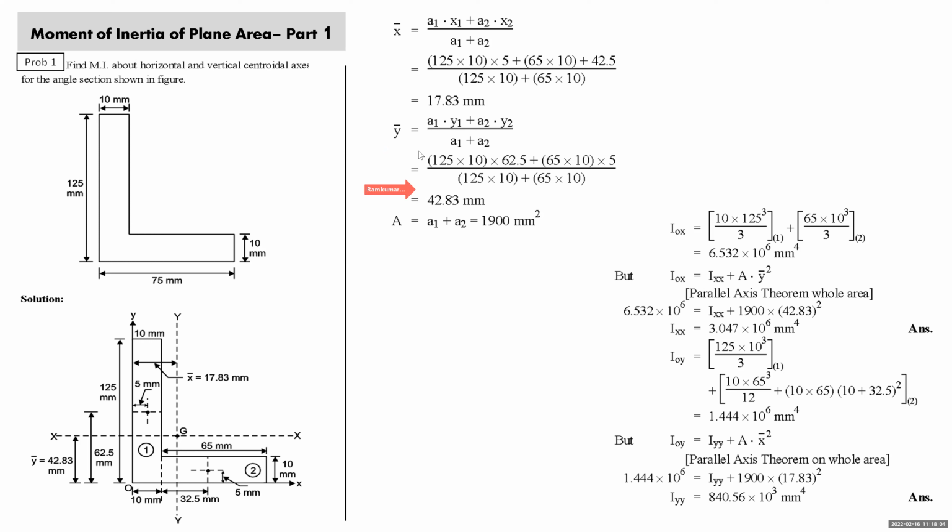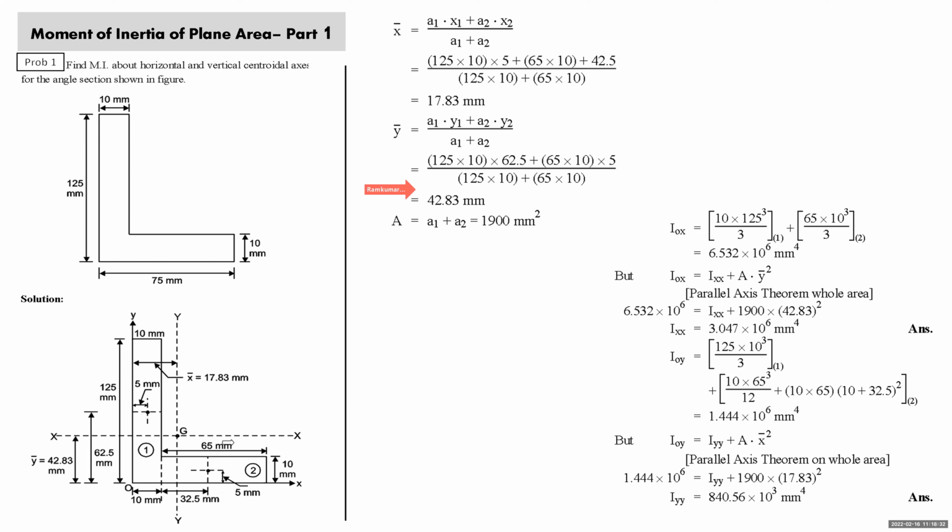Students, here we have found x bar and y bar. X bar is the distance between y reference axis and y centroidal axis, marked x bar 17.83. Y bar is the distance between x reference axis and x centroidal axis, that is 42.8. Both the centroidal axes are other than axisymmetry, so we'll have to take the indirect method. What is the indirect method? I'll not find moment of inertia about xx directly. First, I'll find about OX and then apply the parallel axis theorem on the whole.